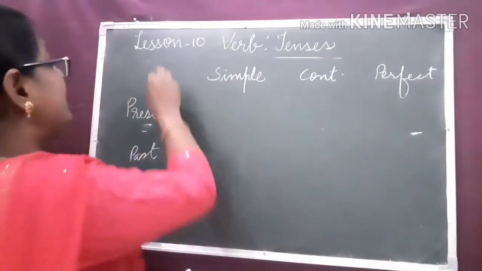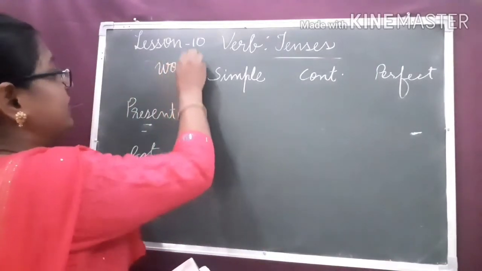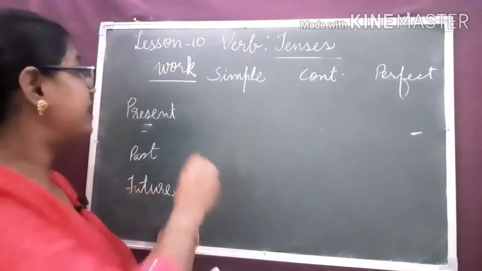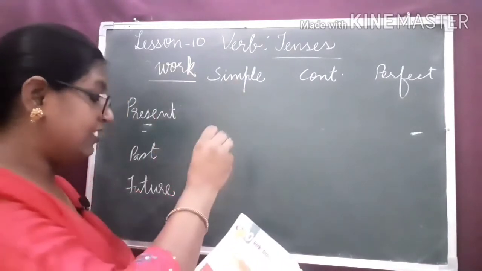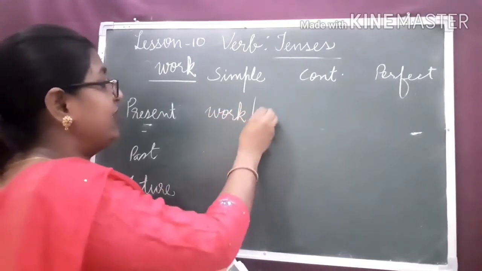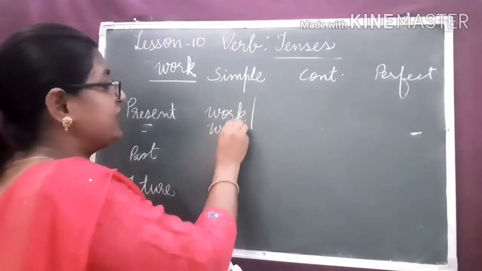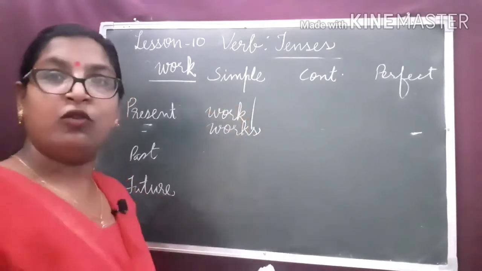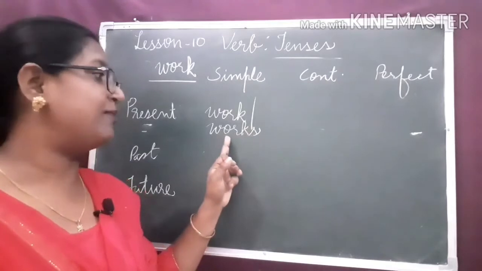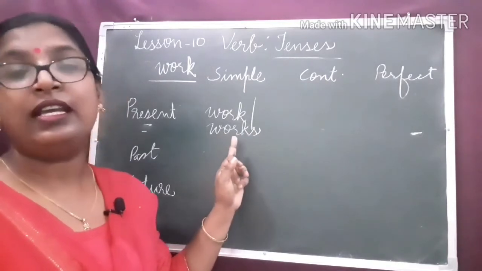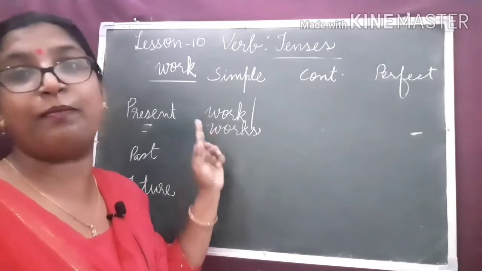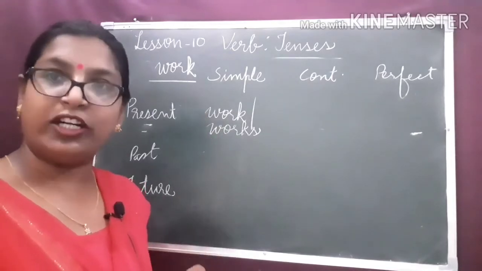For example, we'll take the verb work. In simple present tense, either we use the base form or the S or ES form of the verb according to the subject. If the subject is singular, we use the S or ES form of the verb. If the subject is plural, we use the base form of the verb.